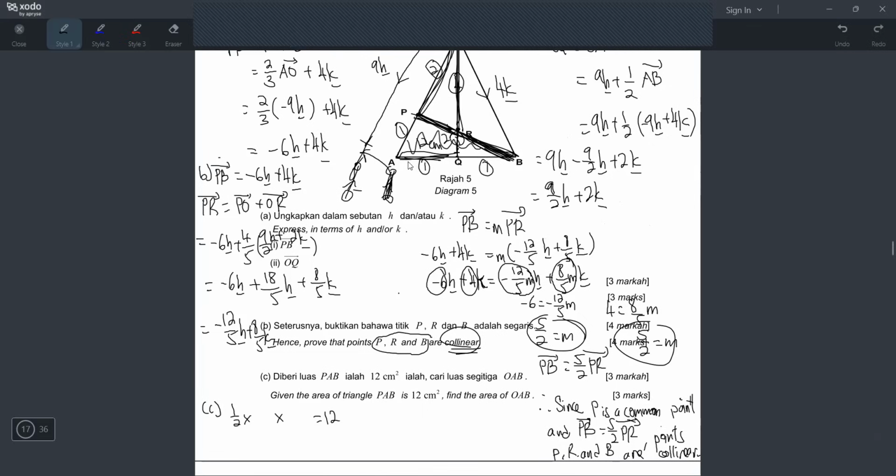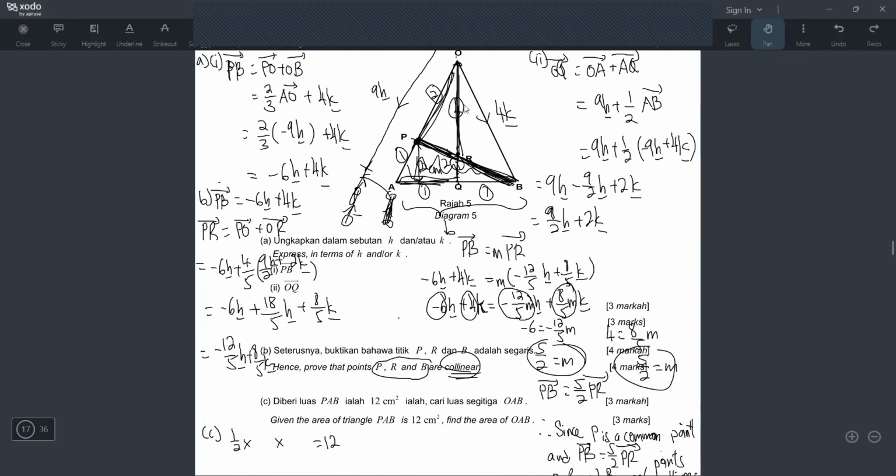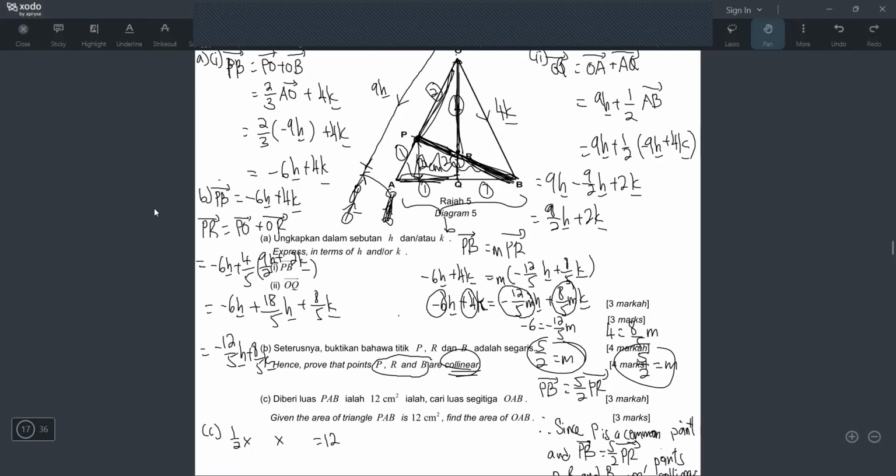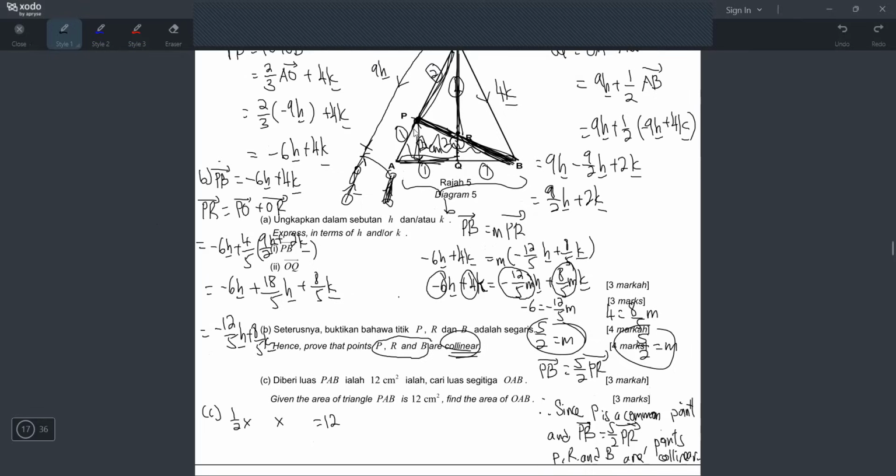Can I make this the base? Actually, yes, you can make this AB the base, but I will not do that, because if you make this the base, what will be the height? The height will be from P, drawn down here, right? And they want to find the area of OAB later, right? So there must be some connection here. The OAB and PAB triangles must have some connection. But if you do it like this, with base times height, you cannot calculate the area of OAB. Let me tell you what you should do instead. You should use AP as the base. You should use AP as the base.